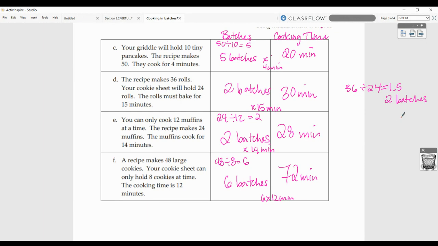All right, so take a look at Google Classroom, please. There is a cooking in batches homework assignment for you that's set up just like this. Please show me as much work as possible. I know some of this you can probably do in your head, but these types of situations I'd like to see your work for, because then we can kind of distinguish where your mistakes are coming from.